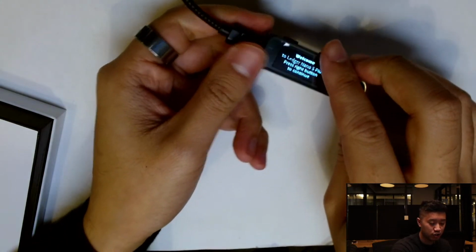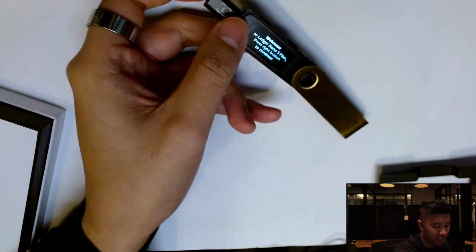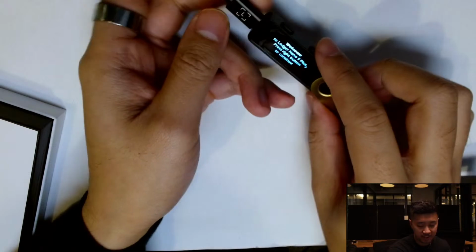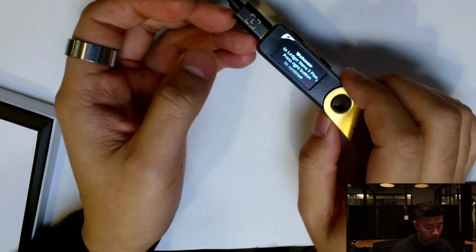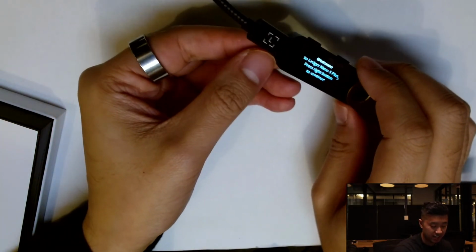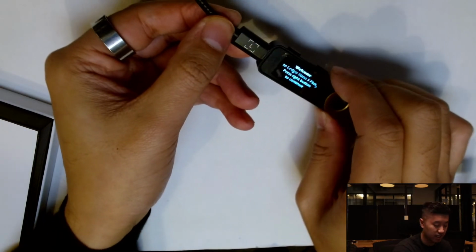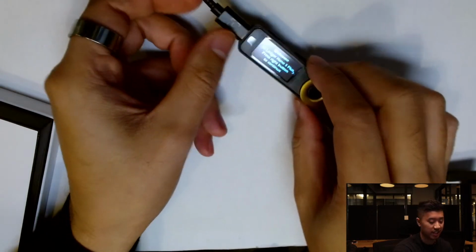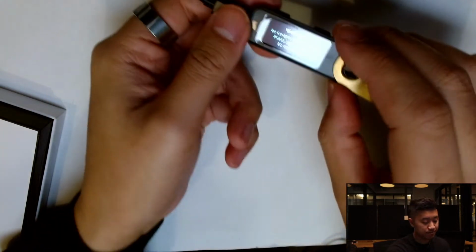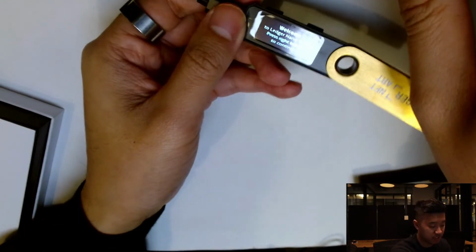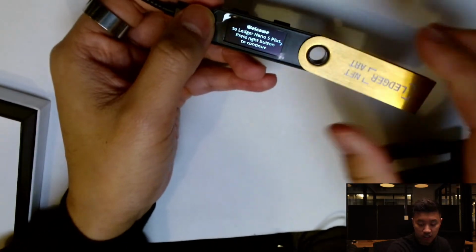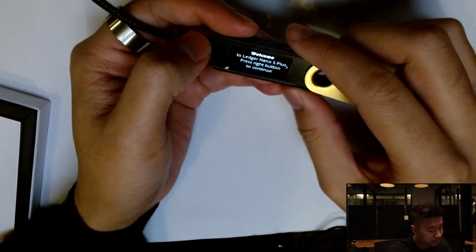So a lot of users who have the Nano S Plus may be running into that issue. You guys are like, oh, my device isn't working. Why is it not working? Well, the reason why it's not working is the USB port has to be very tight. Like you have to jam it in. Okay, so you guys can see here, it's going to say welcome. Okay, let me move this camera angle. You guys can see it's going to say welcome.